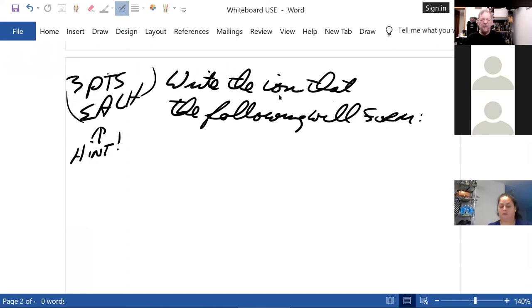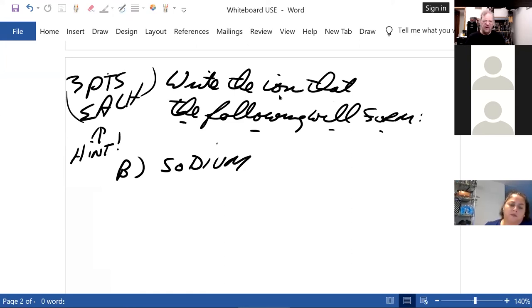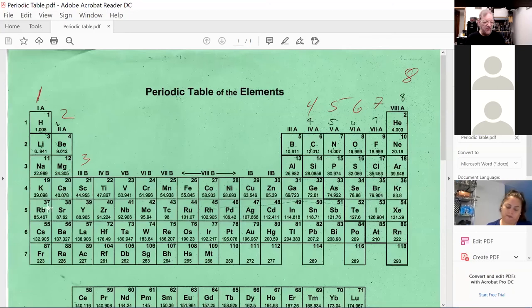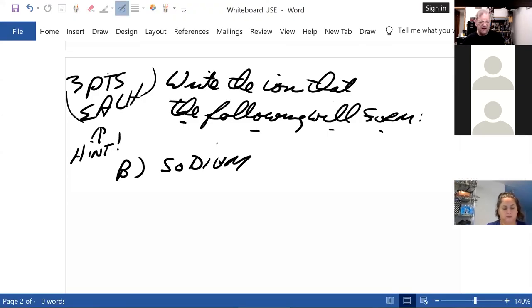For those who can't read my handwriting, write the ion that the following will form. And let's take a look. The first thing you have to do is find out how many electrons and protons sodium has. And if we come over here, we see sodium, Na, has 11 protons, 11 electrons. So I can go back. Remember, atomic number equals number of electrons, number of protons. It doesn't matter if you put electrons or protons on top or bottom. I switch. Now, what will it go to?